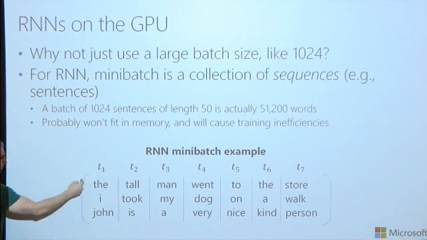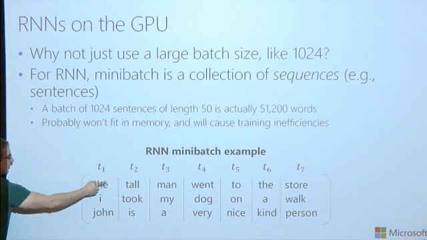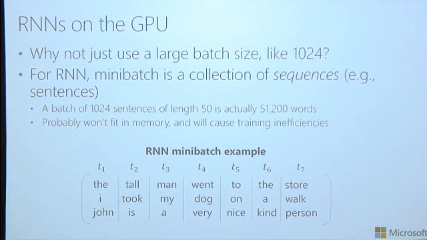So you have to make this matrix or tensor if these are embedding vectors. You can think of this as a 3-dimensional tensor where this is your mini batch dimension, this is your vector for the word embedding, and this is the time step. If you had 50 words and 1024 sentences, that would actually be 50,000 words, which won't fit into memory, and it's going to cause training inefficiencies. So you can't just use a large mini batch like you could for other tasks with feed-forward networks.